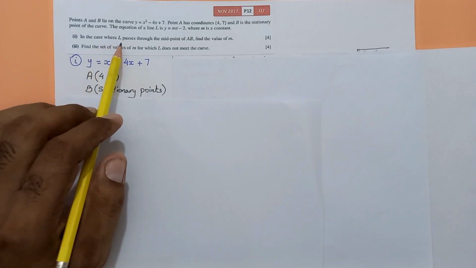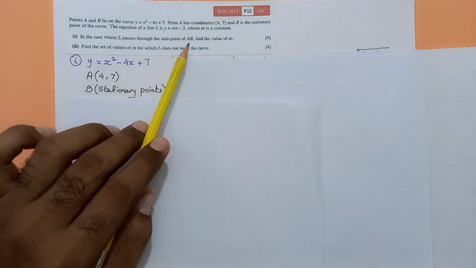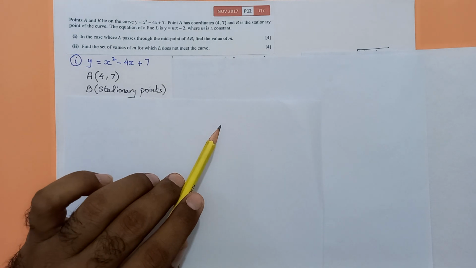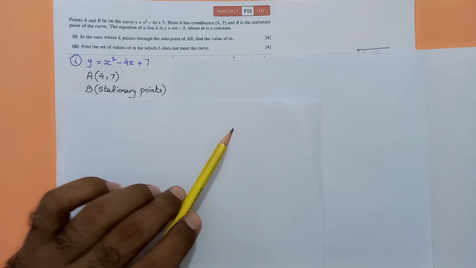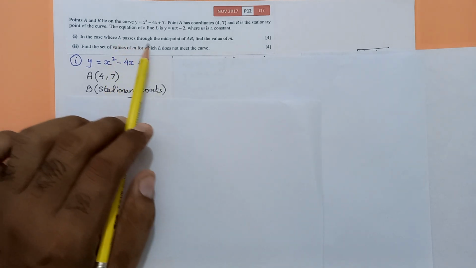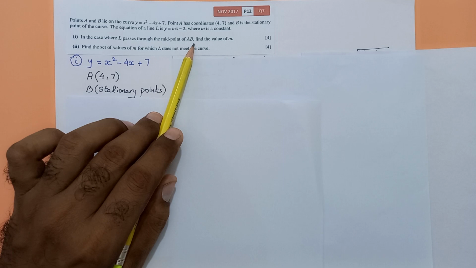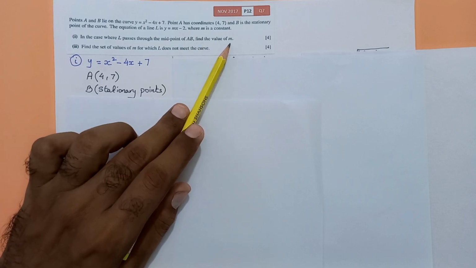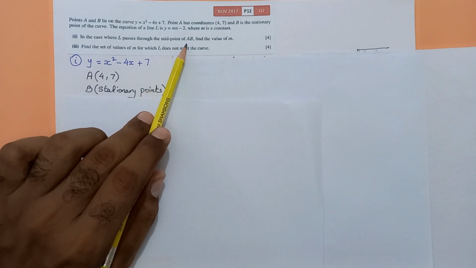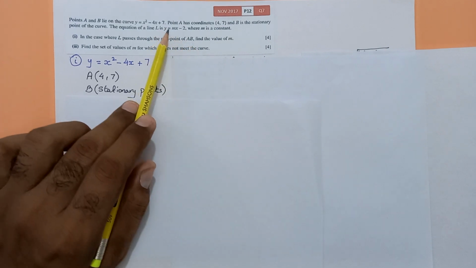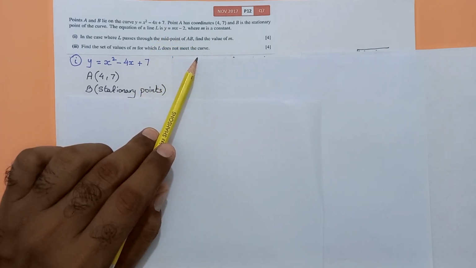In the case where line L passes through the midpoint of AB, but we don't know the coordinates of B, how can we find the midpoint of AB? According to the question, the line L passes through the midpoint of AB. Find the value of m. So definitely for that, first of all, we have to find the midpoint of AB. Then we can find the value of m.